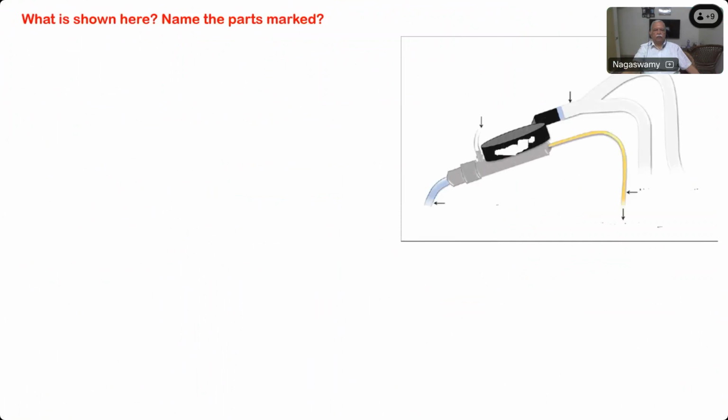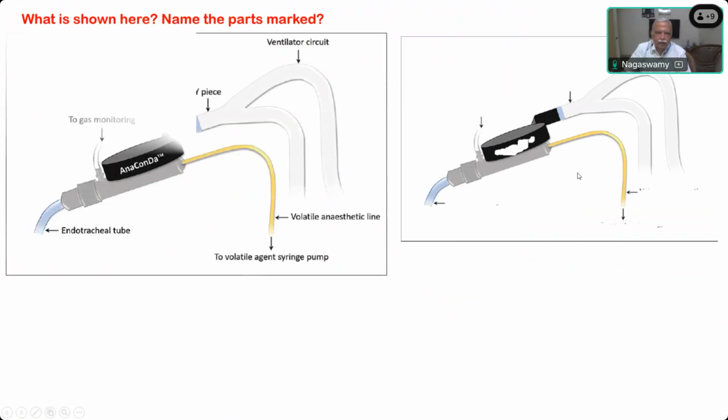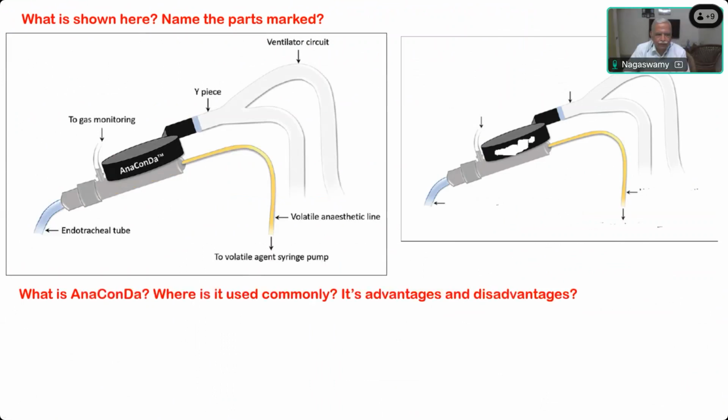Now, this is the last slide which you have to know. What is shown here? Can you identify this? Can anyone identify? Are you able to hear me? Yes, sir. Just name this equipment. This is called the anaconda vaporizer. Anaconda. Okay. So where is it used? Any idea? In the ICU setup, sir. Good.